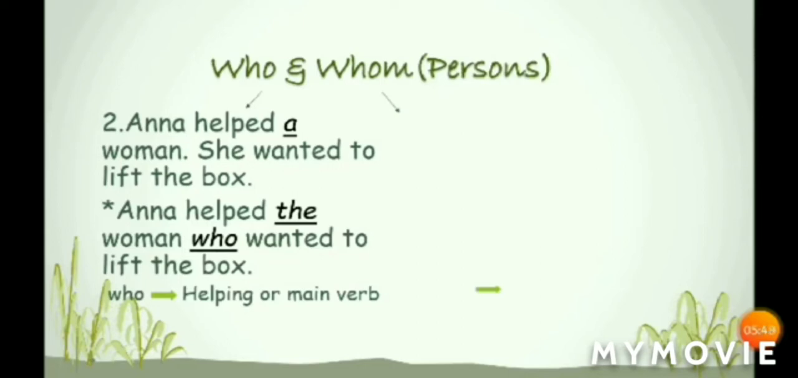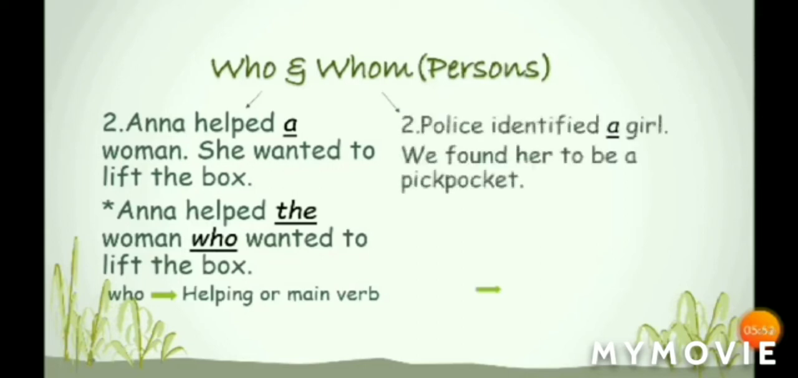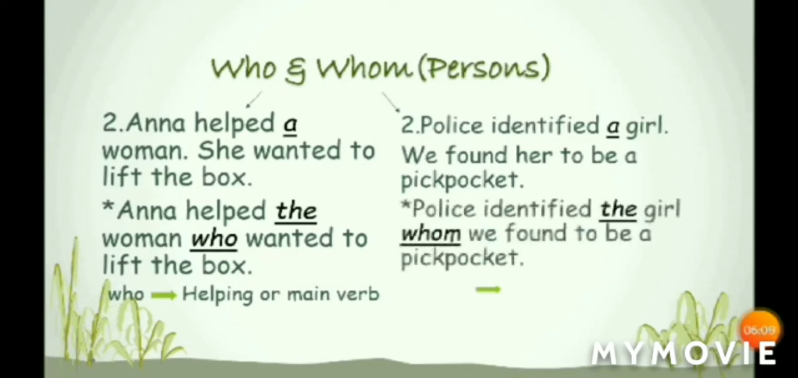Let's create a tip for whom as well. Police identified a girl. We found her to be a pickpocket. Her refers to girl, which is objective case. The answer is: police identified a girl whom we found to be a pickpocket. So the tip is that after the antecedent, which is definitely a person, we use whom followed by a different subject which has nothing to do with the subject of the first sentence.